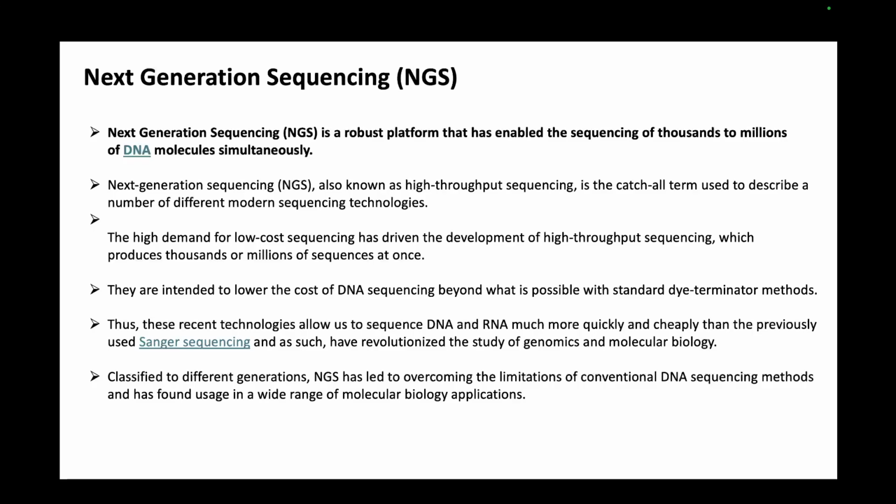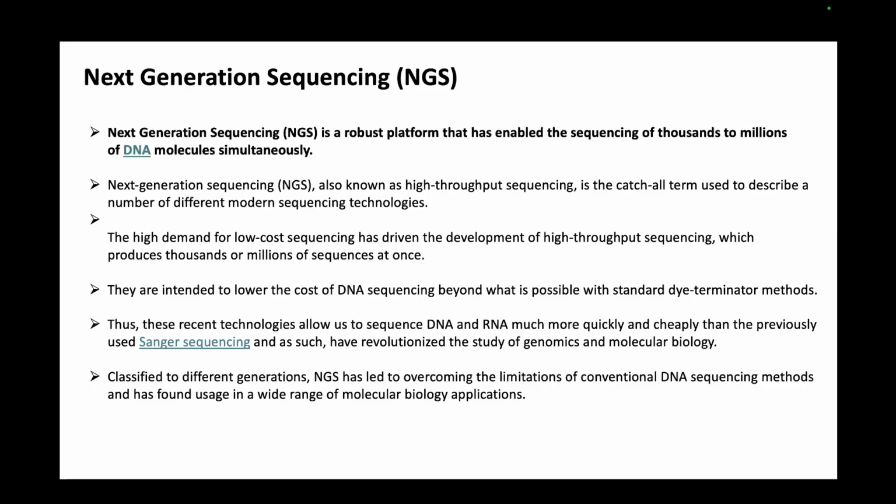So, the next generation sequencing, also known as high throughput sequencing, is the catch-all term to describe a number of different modern sequencing technologies. The high demand for low-cost sequencing technologies has driven the development of high-throughput sequencing, which basically means producing thousands of millions of sequences at once. So it's massively parallelized and you can get millions of sequences at one point of time. So it's very effective and they are intended to lower the cost of DNA sequencing beyond what is possible with standard dye terminator methods.